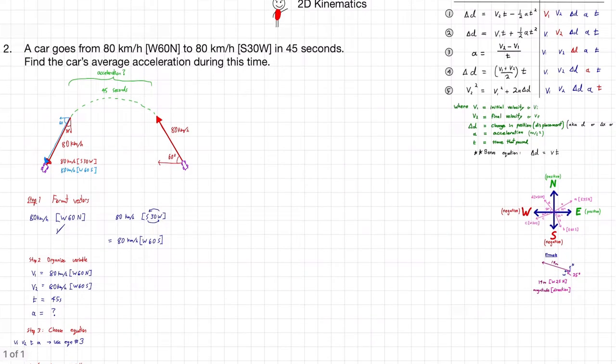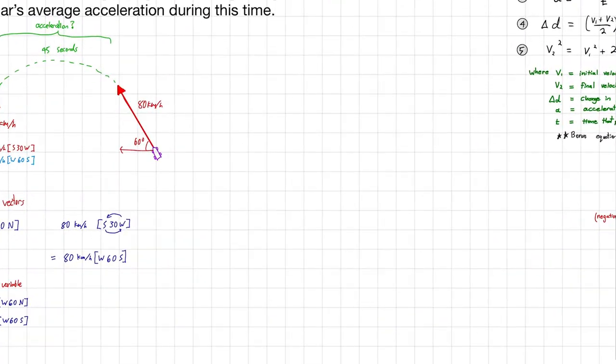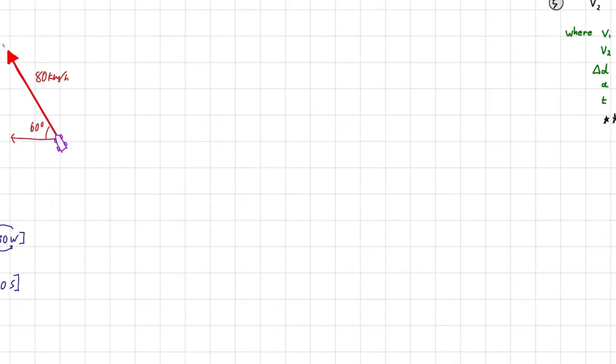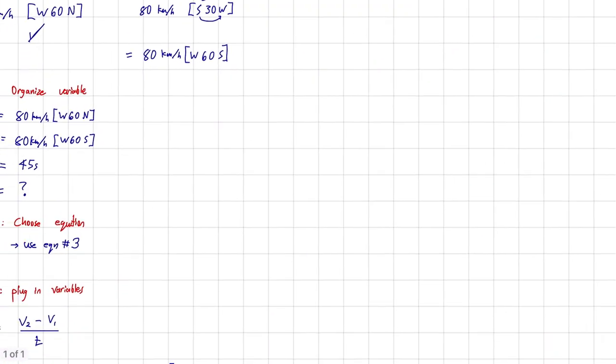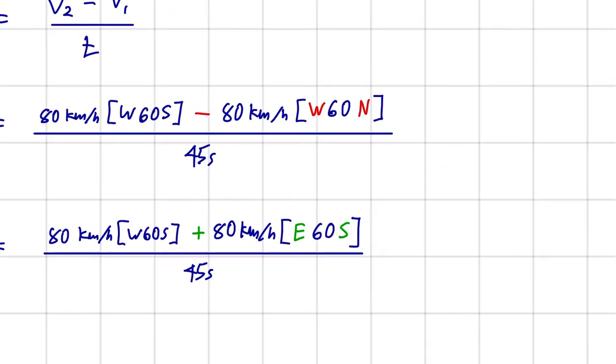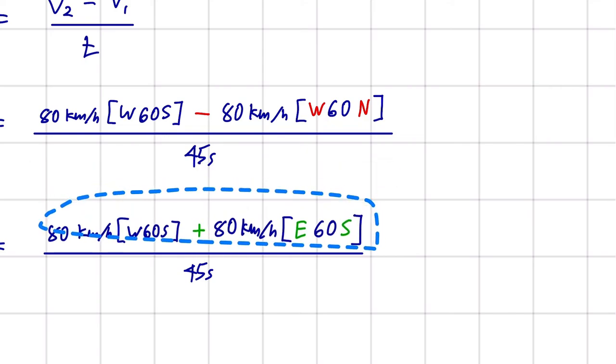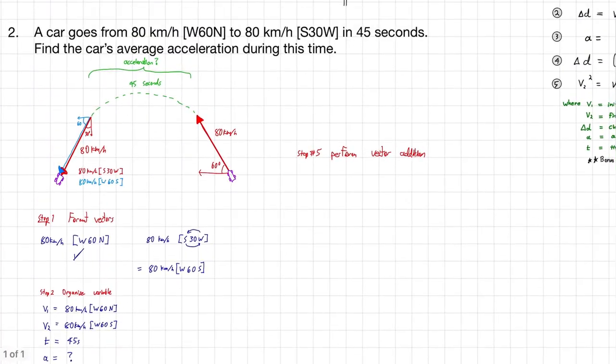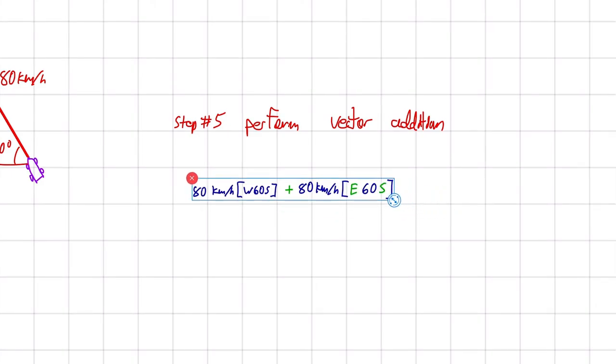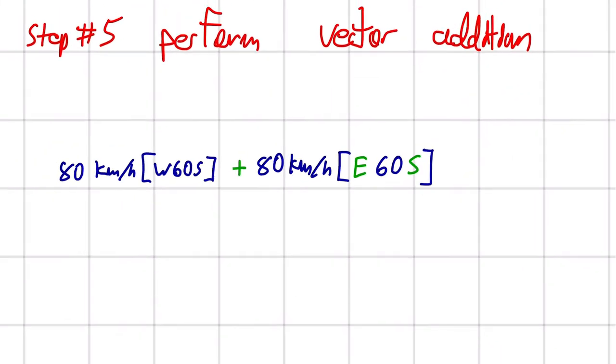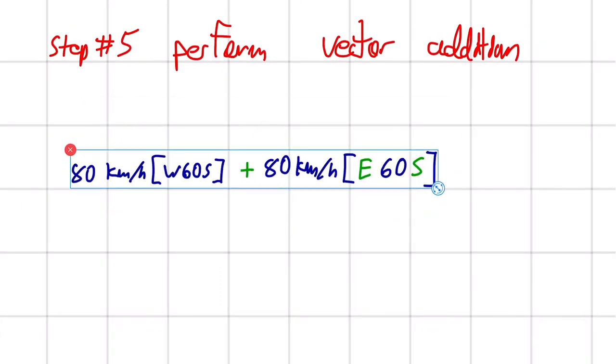All right, let's move on now to step number 5, and that is going to be to perform the vector addition. So step 5, I'm going to perform vector addition. So we're going to perform vector addition. So I'm going to take just this vector addition here. I'm going to copy it and bring it up here for us to work with. Make it a little bit bigger also.